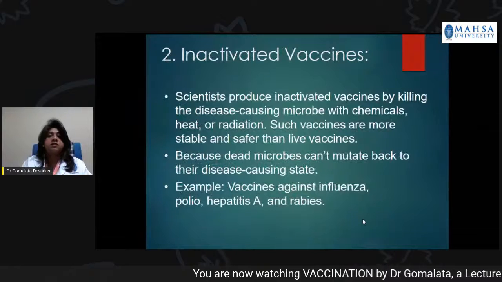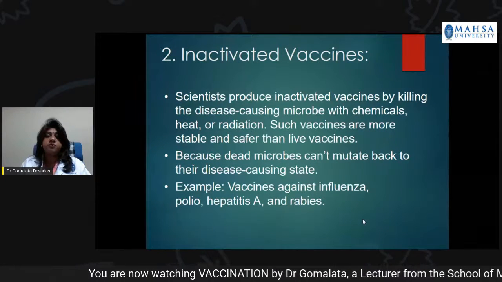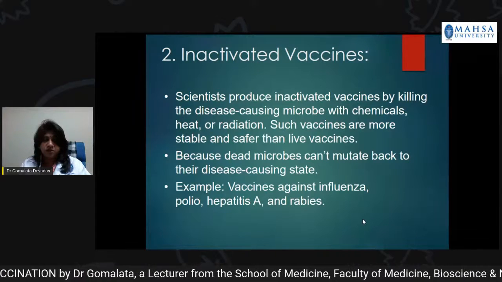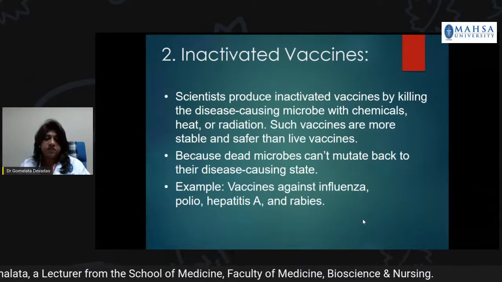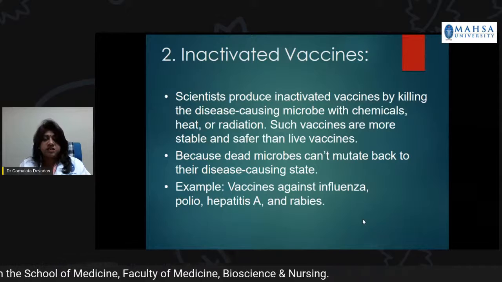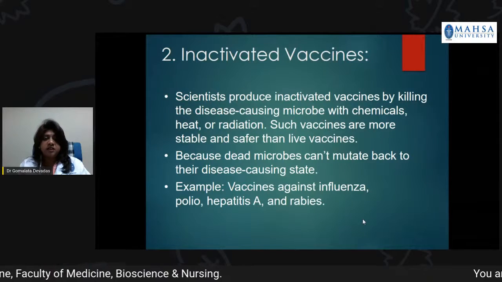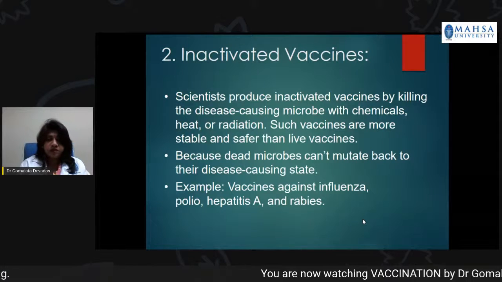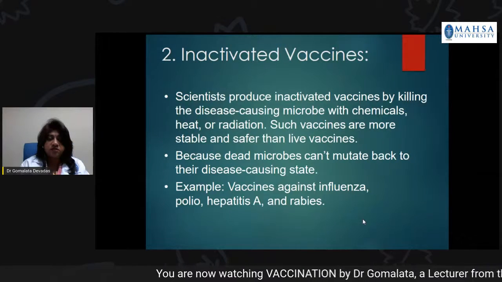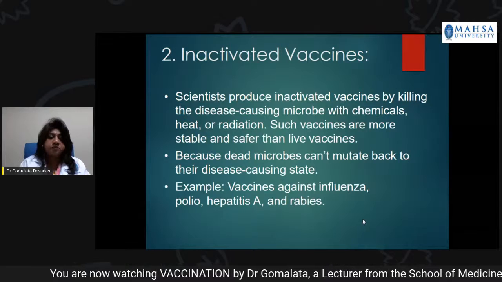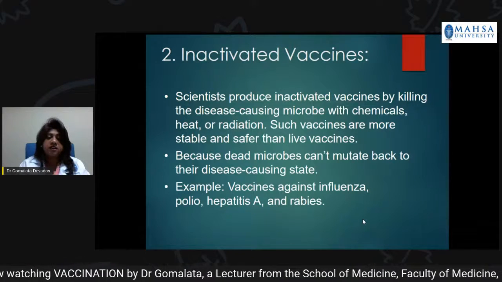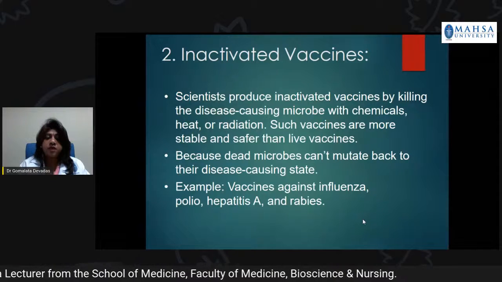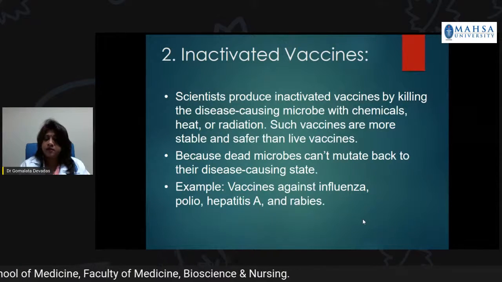Inactivated vaccines: scientists produce inactivated vaccines by killing the disease-causing microbes with chemicals, heat, or radiation. Such vaccines are stable and safer than live vaccines, because the dead microbes cannot mutate back to their disease-causing state. Examples of these vaccines are influenza, polio, hepatitis A, and rabies.